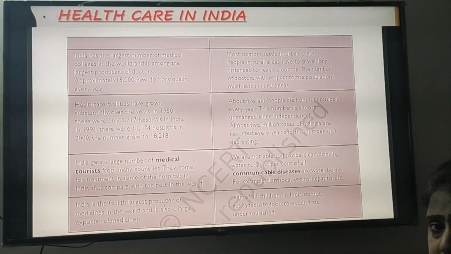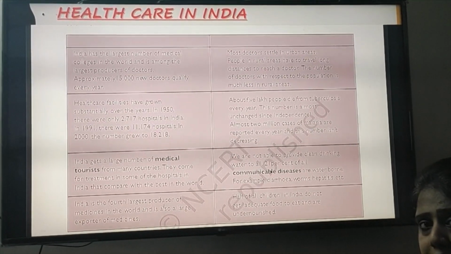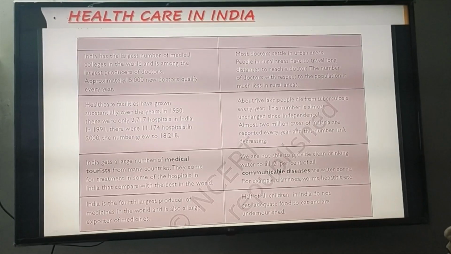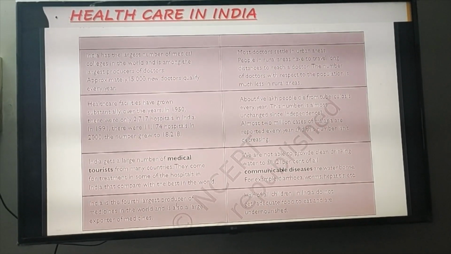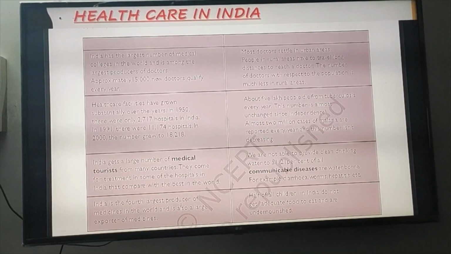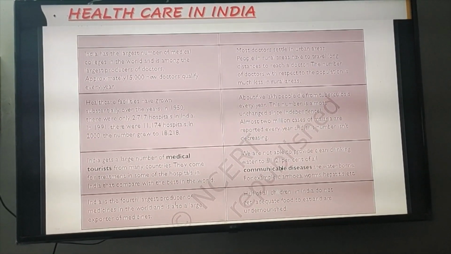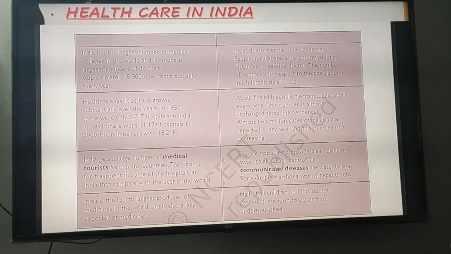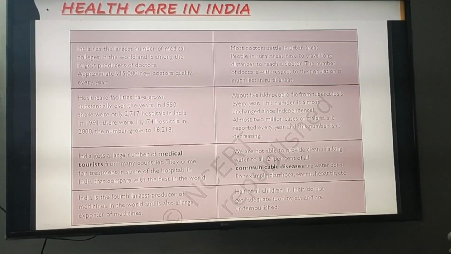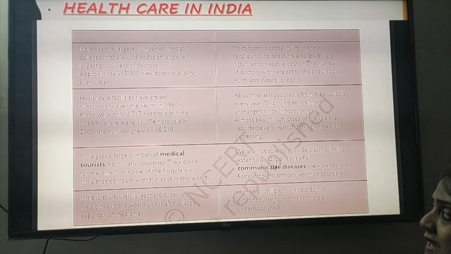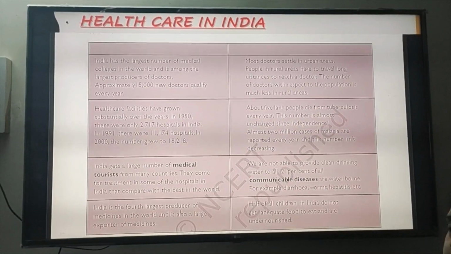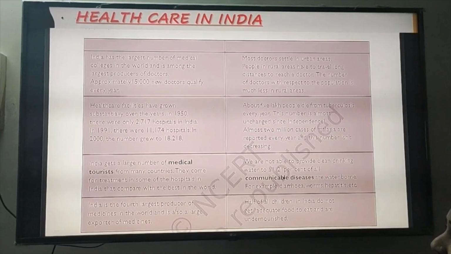So the first point in the positive section says 15,000 new doctors qualify in India every year. Second, healthcare facilities have grown substantially over the years. In 1950, there were only 2,717 hospitals in India. But in the year 1991, there were 11,174 hospitals. You can see the growth over here. In 2000, the number grew to 18,218. You can see the substantial growth over here, children.